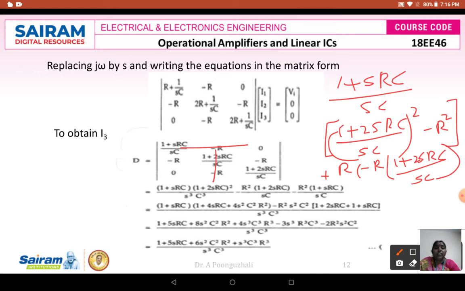So if I am going to multiply, your first term is going to be 1 plus SRC by, here this is your S square C square, so it is going to be S cube C cube into 1 plus 2SRC the whole square. The next term is minus R square into 1 plus SRC divided by SC, and here in this case it is going to be minus R square into 1 plus 2SRC by SC. Anyway, both are also the same only there. So here in this case, if I simplify it, take the LCM and simplify it, my expression is going to be 1 plus 5SRC plus 6S square C square R square plus S cube C cube R cube by S cube C cube there.